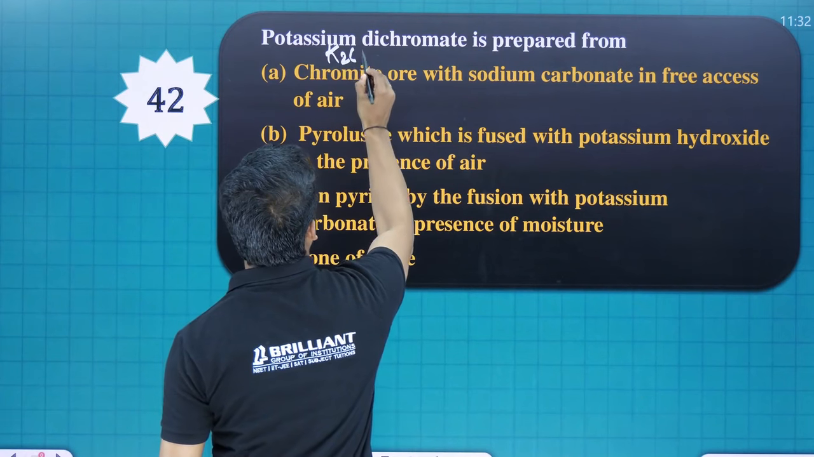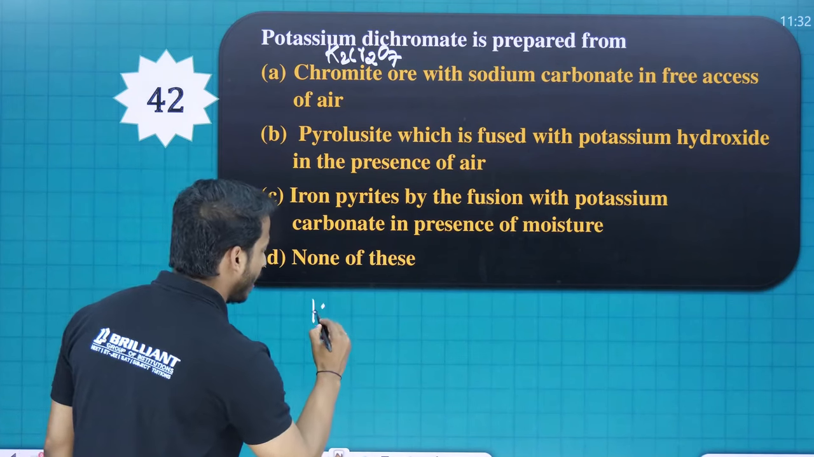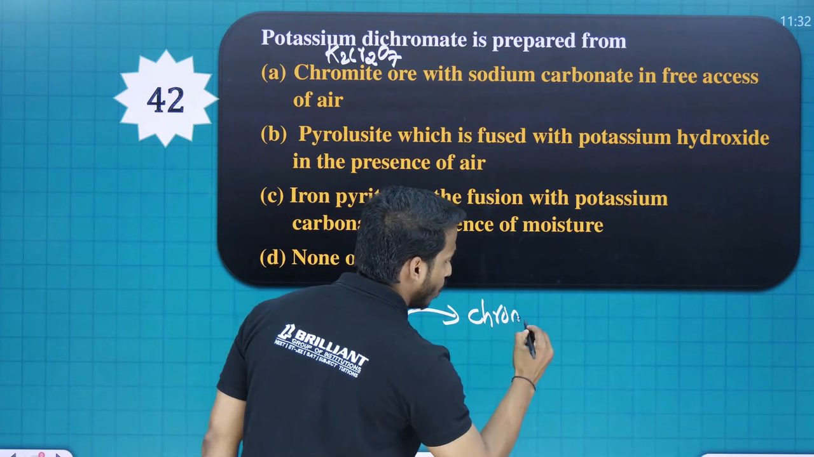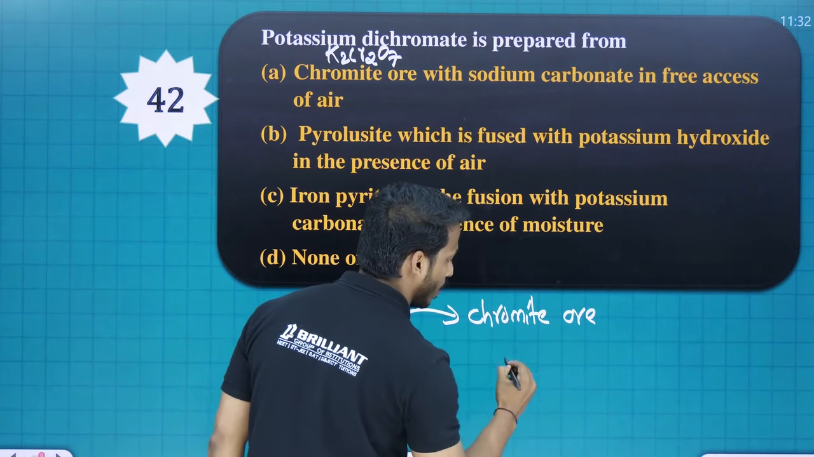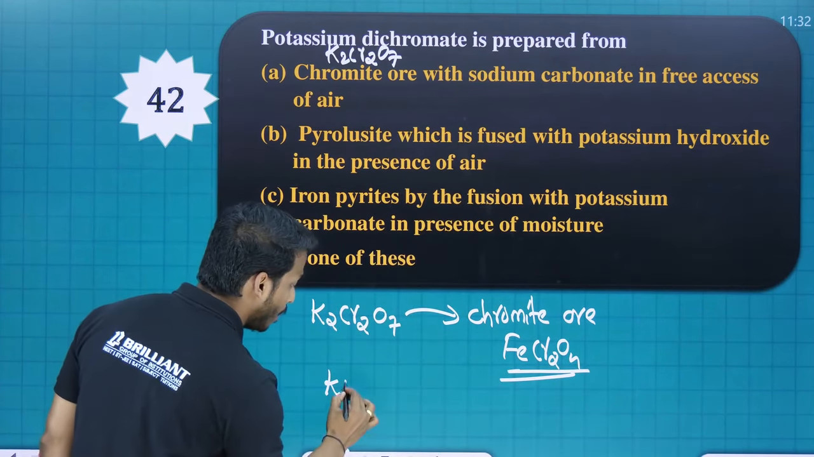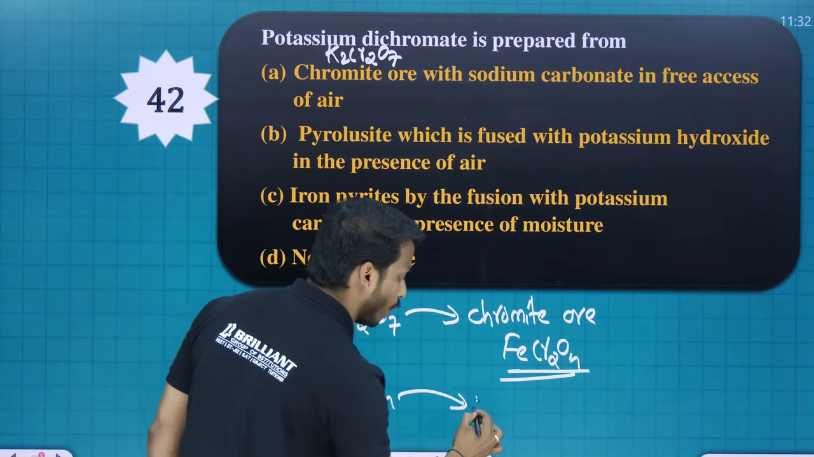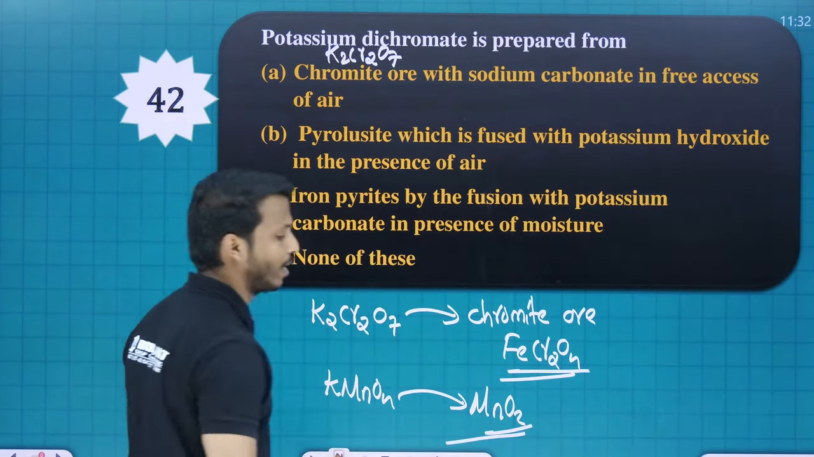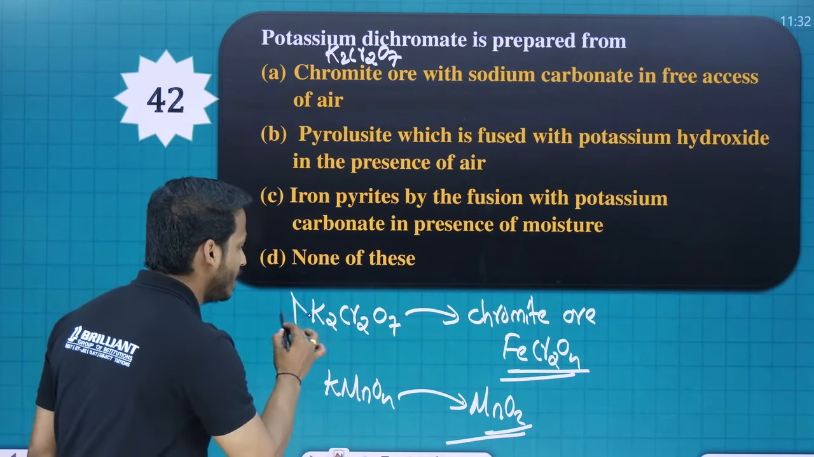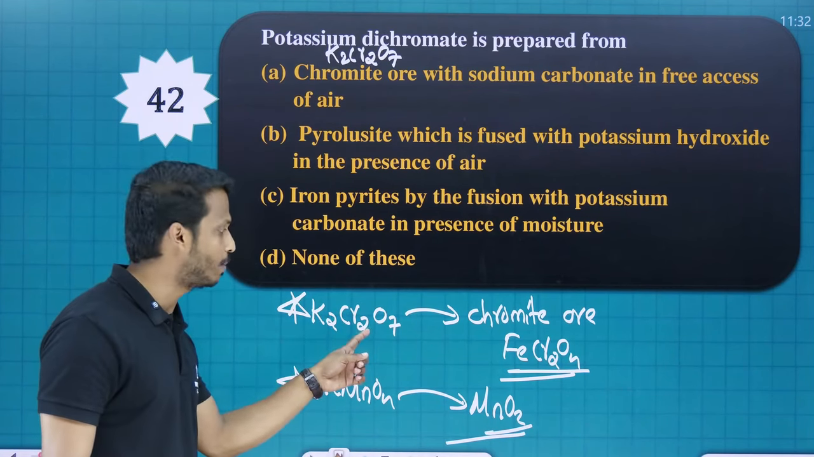What is potassium dichromate? K2Cr2O7 is prepared from which ore, dear? Chromite ore. What is chromite ore? FeCr2O4, right? Whereas KMnO4, potassium permanganate, is prepared from where? Pyrolusite ore. What is pyrolusite? MnO2. Do you remember the preparation? Very sure question for board exam. There are 3 steps in this preparation. Can you say the 3 steps here?